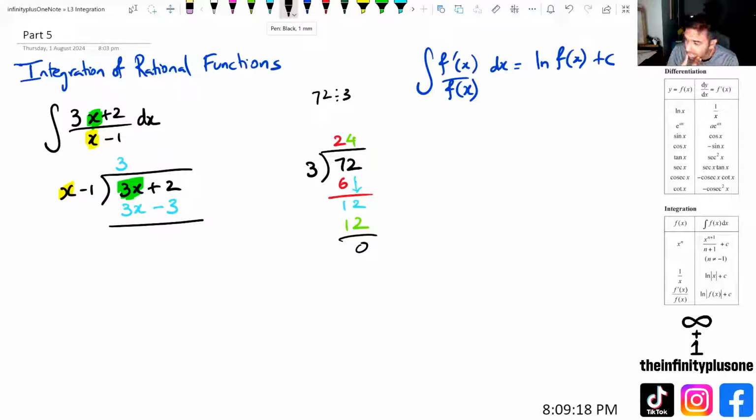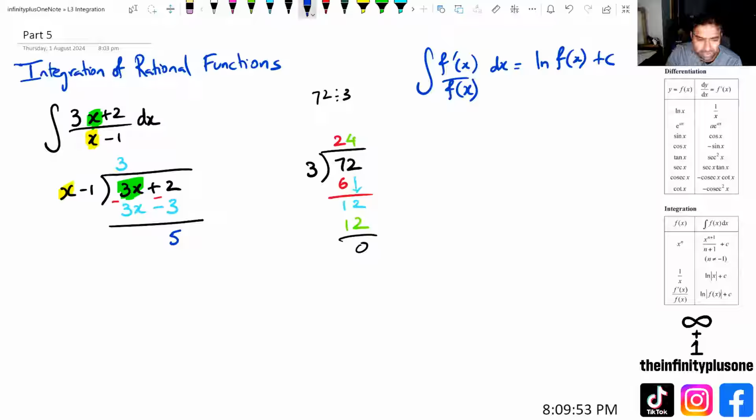Okay, so the next step is I've got to do 3x take away 3x, and 2 minus negative 3. When I do this, 3x minus 3x becomes 0, and 2 plus 3 becomes 5, because remember that the two negatives end up being positive. So 5 there.